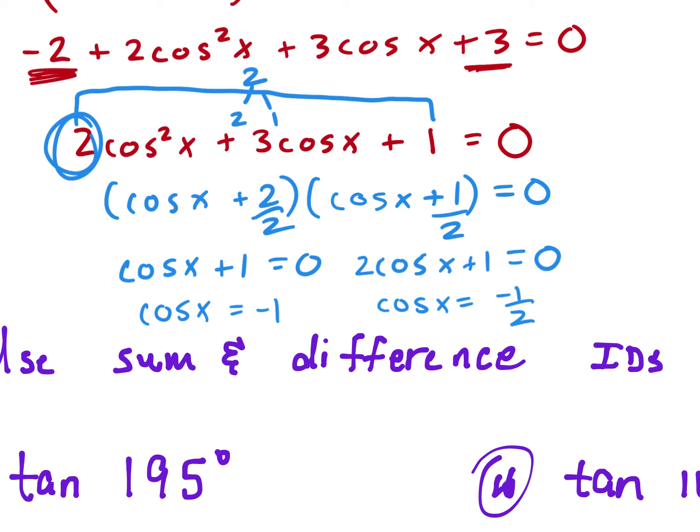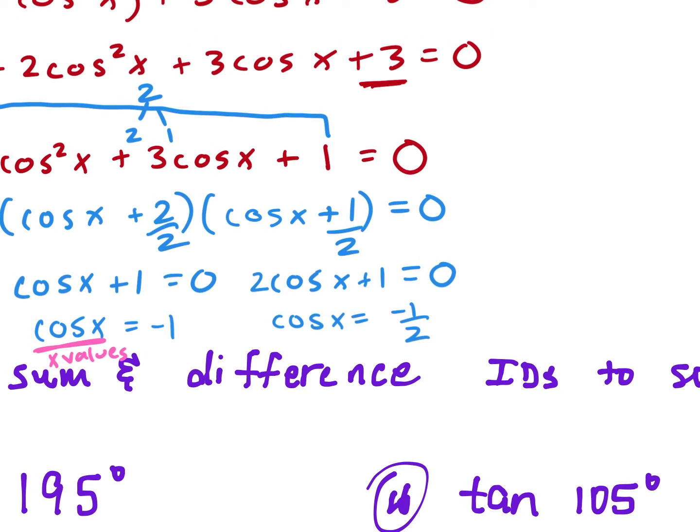Cosine, I have to look at what values? X values. So I have to look at the x values. Where are my x values on my unit circle? -1. Pi. Anywhere else? Nope.